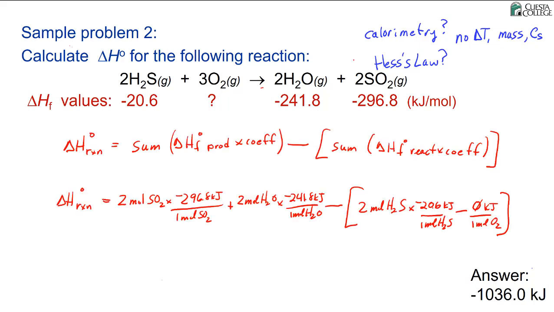We can use the same formula for the delta H reaction that we did earlier. The sum of the delta HF of the products times their coefficients minus the sum of the delta HF of the reactants times their coefficients. If we add this all in, including the coefficients from the chemical equations, like the 2 for the SO2 or the 2 for the H2S, this would work out to be the delta H for the reaction that's given below.